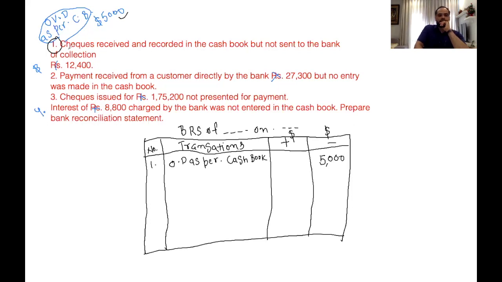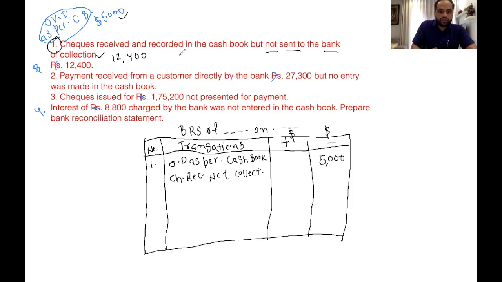Now, first transaction, which is here. The transaction is check received and recorded in cash book, but not sent to bank for collection. The amount was 12,400. What do you think? Where should I write this one? Let me write down here: check received but not collected. Positive column or negative column? Negative. That's right.